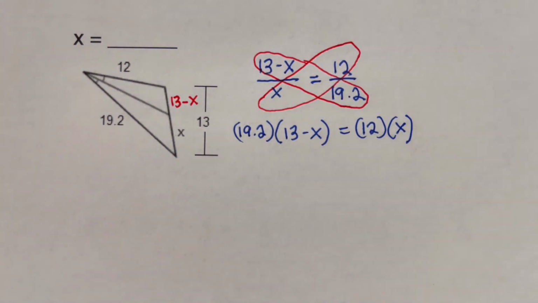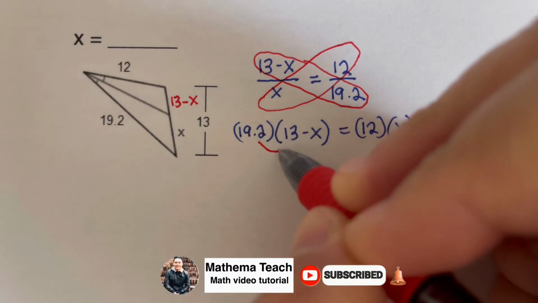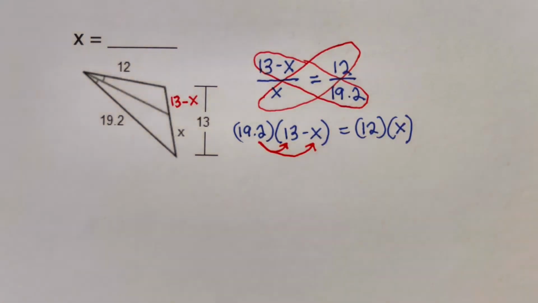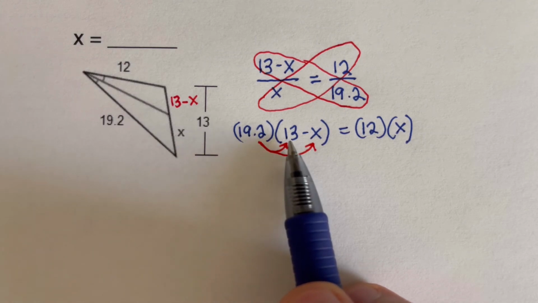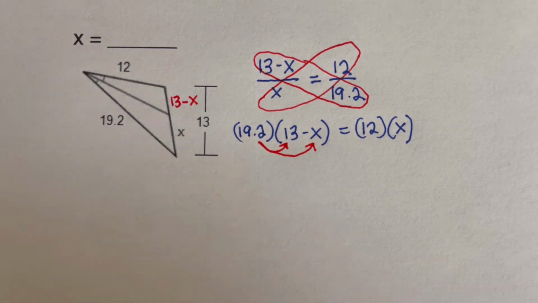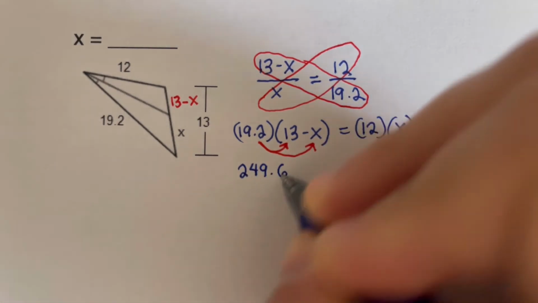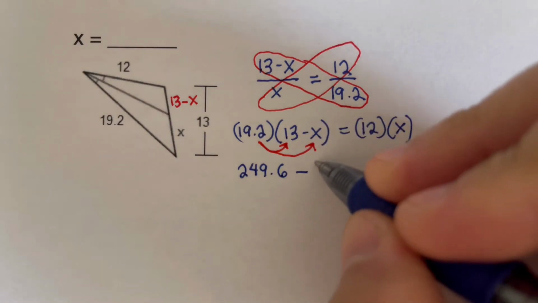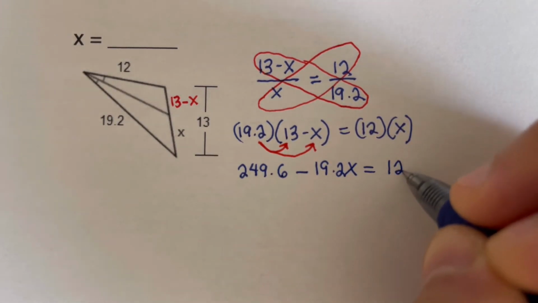So we distribute this 19.2 to each of the terms inside the parentheses. So distribute, multiply it with that, multiply it to the x as well. So we say 19.2 times 13 is 249.6. So that's 249.6 minus 19.2 times x is 19.2x, and that is equal to 12x.